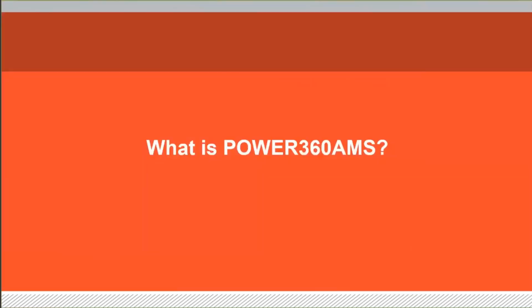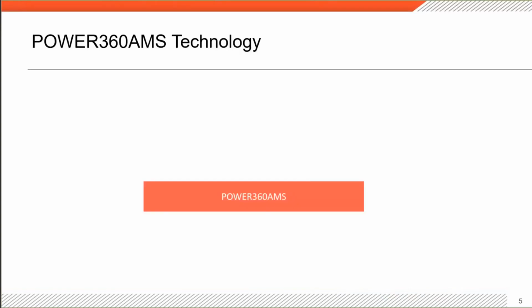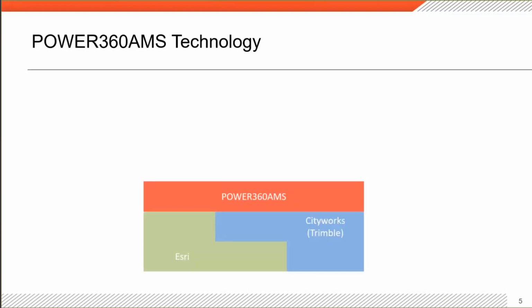Now let's have a look at Power 360 AMS. I'll give an overview of the technology. Power 360 AMS is built on mature, proven technologies, namely the ESRI GIS, which provides the asset repository and a host of applications for managing and analyzing the data. And it is built on CityWorks, the only GIS-centric public infrastructure management platform on the market. CityWorks is now a Trimble company.